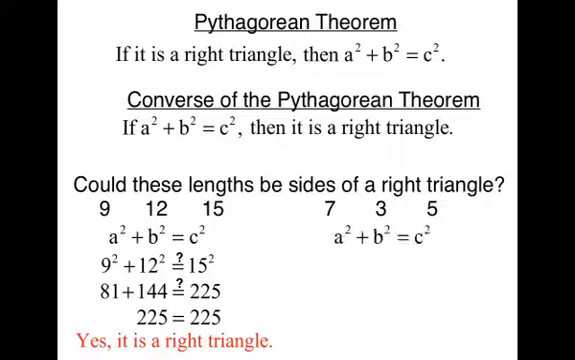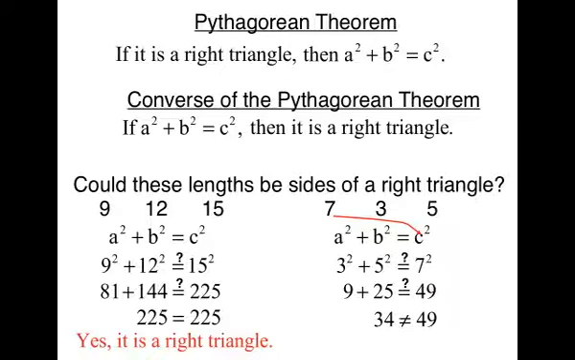Now if I try these, remember, the longest side is the hypotenuse. So I'm going to take that 7 and put it for the c squared. So is 3 squared plus 5 squared equal to 7 squared? Well, that gives me 9 plus 25. Does that equal 49? Nope, equals 34. So 34 is not equal to 49, in case you didn't know. So this is not a right triangle. It can be a triangle, it's just not a right one.